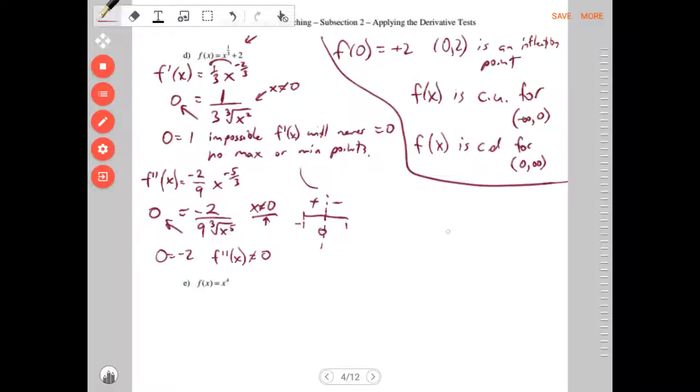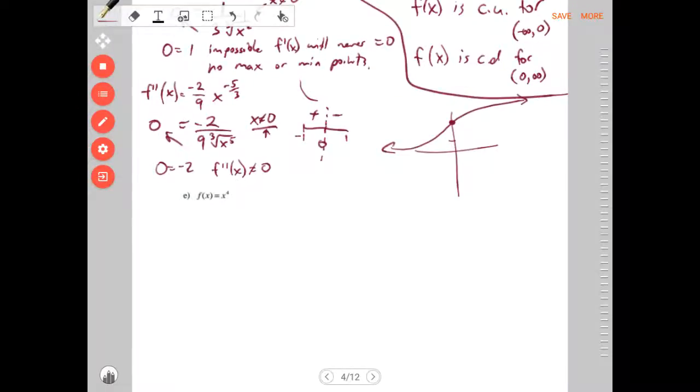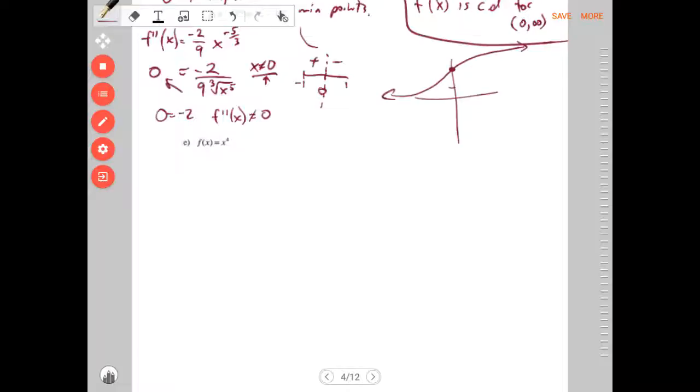If you have a look at the graph for this, it's kind of funny. It does something like this, and then like that. So there's the inflection point at (0, 2), and there's no maximums, no minimums. It just goes out, and it looks very strange, but it's one of those weird ones. All good. And then the very last one, and then I promise I'll stop talking for a little bit.